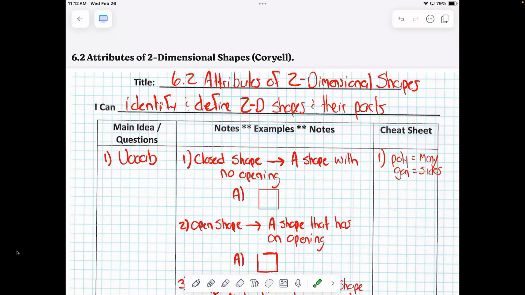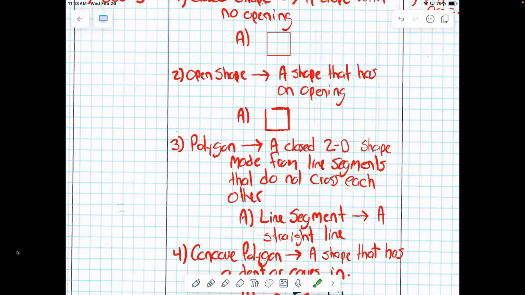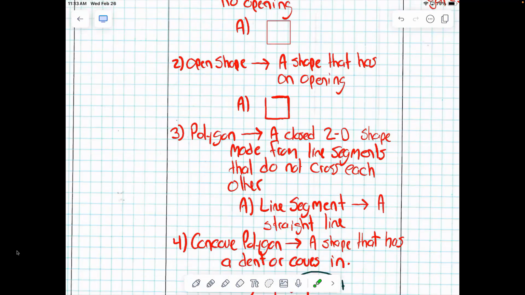Can you identify and define 2D shapes and their parts? Yes. Sure. All right. First two words, closed shape and open shape. I'm going to have you read those on your own and you can figure out what they are. They are exactly what they say they are. A polygon, a closed 2D shape, made from line segments that never cross.